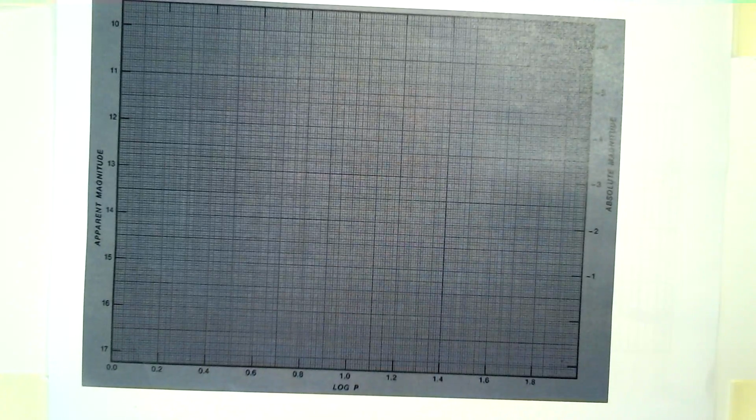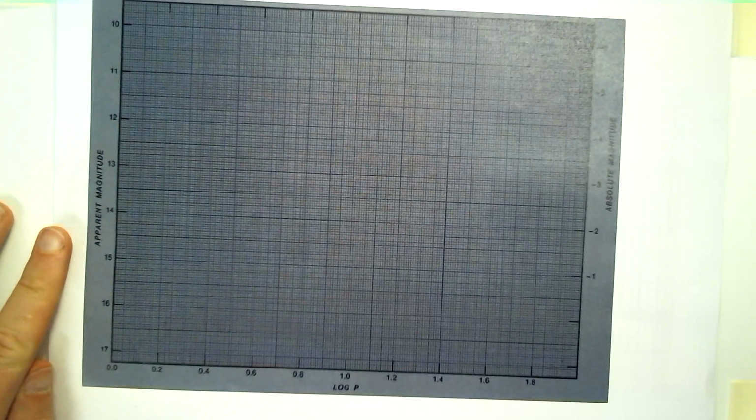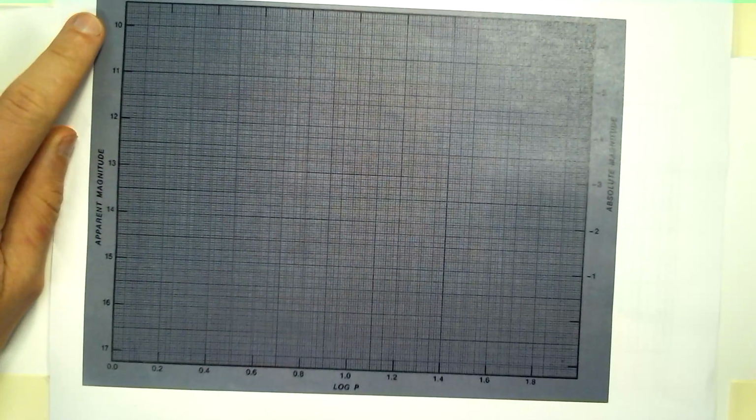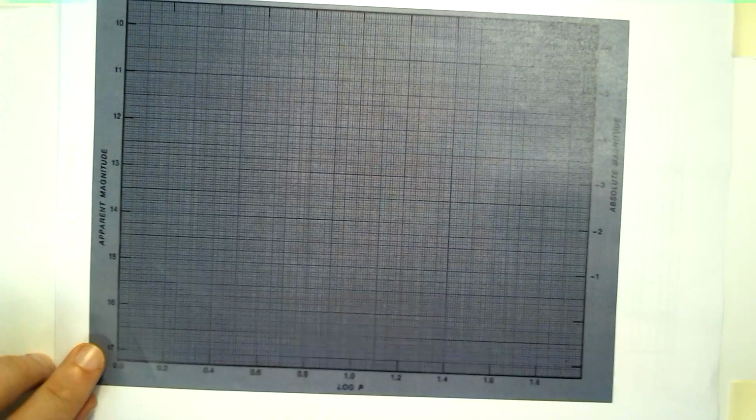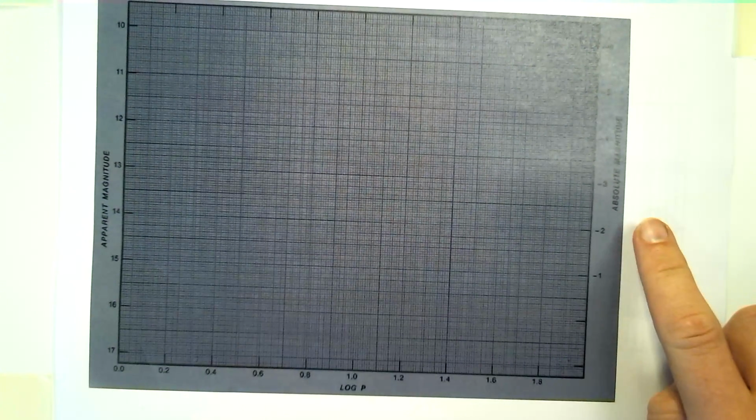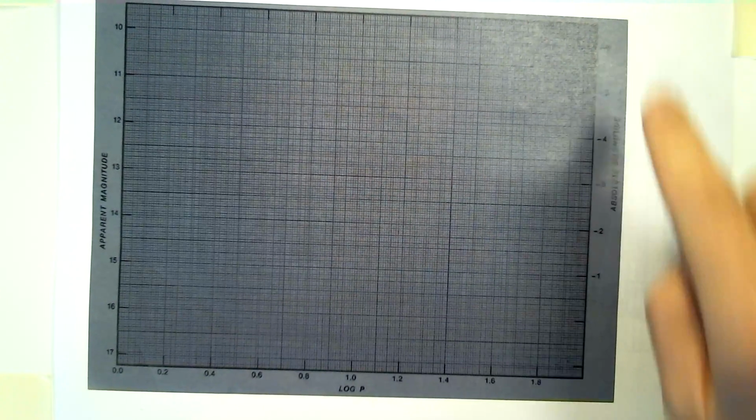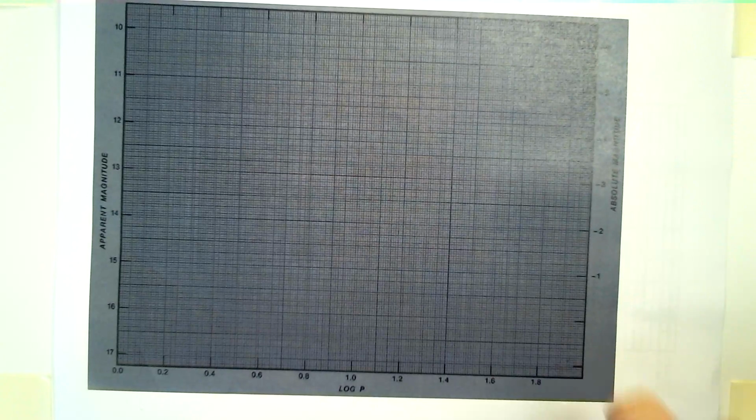You'll see that there are two y-axes on the left, apparent magnitudes going from, at the top, 10 down to 17, and on the right, absolute magnitudes going from -6 up to +1. And mark out the x-axis, the logarithm of the period p, going from 0.0 up to 2.0. Right.